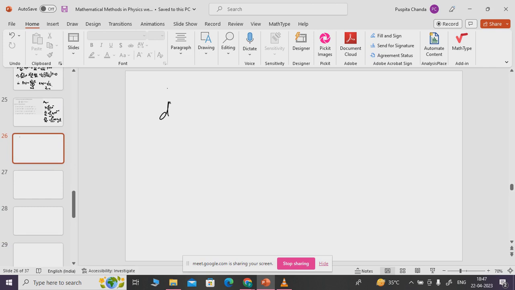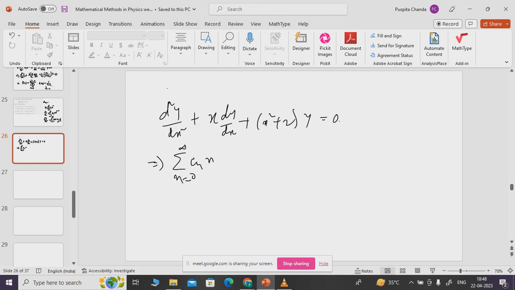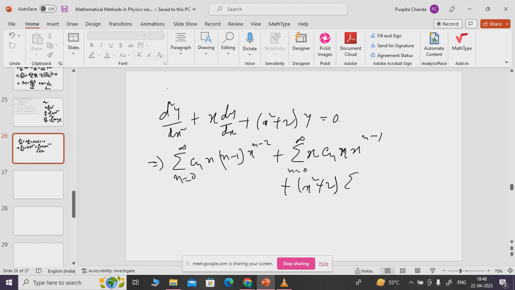So the equation is d²y/dx² + x dy/dx + (x² + 2)y = 0. We need to plug in the values of d²y/dx² and dy/dx. After putting all of this, it becomes the sum from n=0 to infinity of Cn n(n-1) x^(n-2) + the sum of Cn n x^n + the sum of (x² + 2) Cn x^n = 0. And we need to write it.